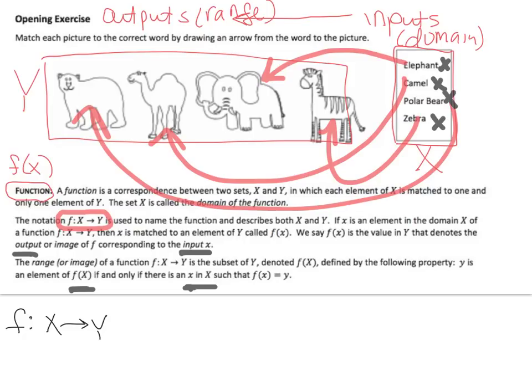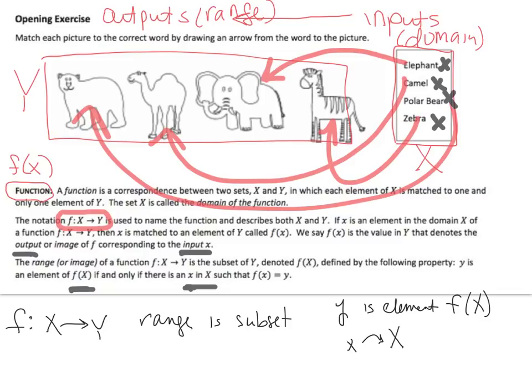So the range is a subset of y. It's a piece of y. It's parts of y. So I've got y is an element of f of big X if and only if there's a little x in big X, where if I plugged in that little x, I get y. That might make more sense.